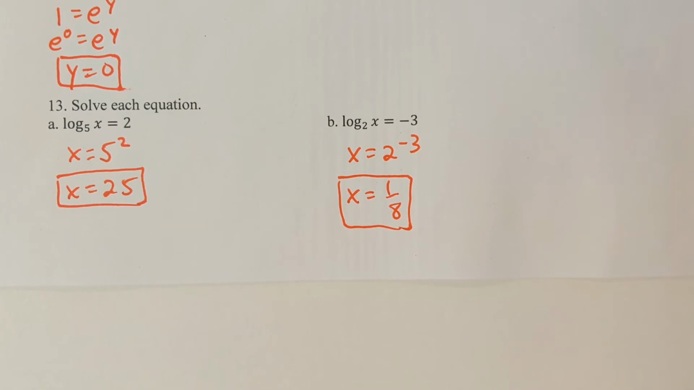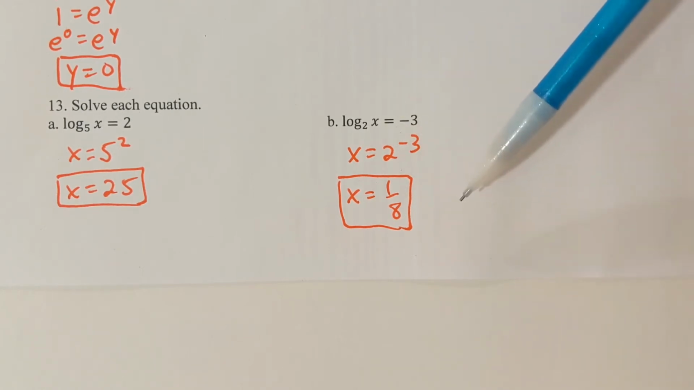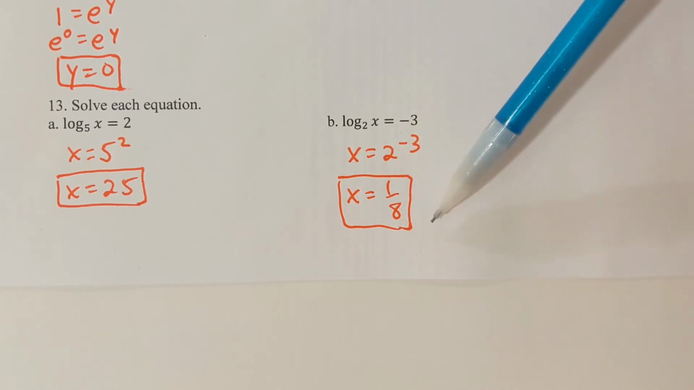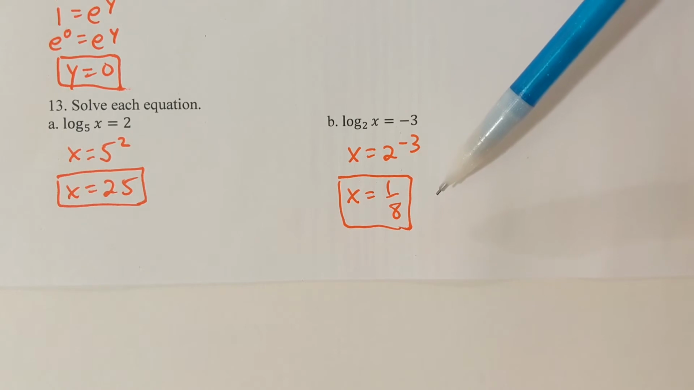Part B, log base 2 of x equals negative 3. Now, same deal. I want to rewrite this into an exponential form. 2 is the base, negative 3 is the y value, so x equals 2 to the negative third, or x equals 1 over 2 cubed, x equals 1/8 would be my answer.